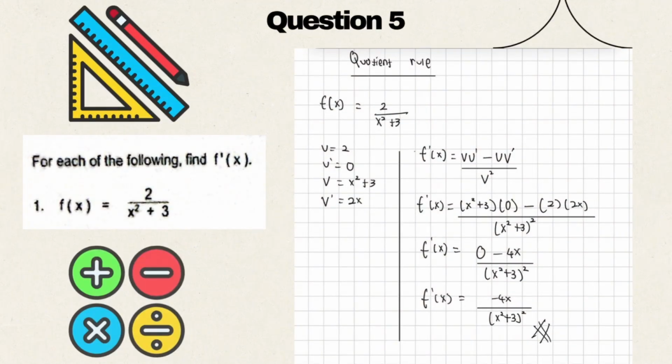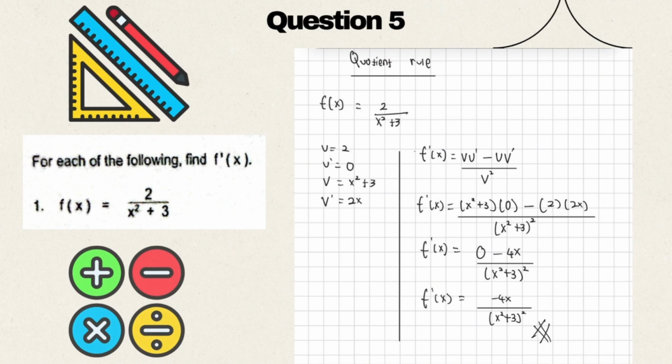Now, let's transition from multiplication to division as we move on to question 5. Here, we are asked to find the derivative f prime x for a rational function f of x equal to 2 over x squared plus 3. Because this function is written as a fraction where one expression is divided by another, we need to employ the quotient rule.